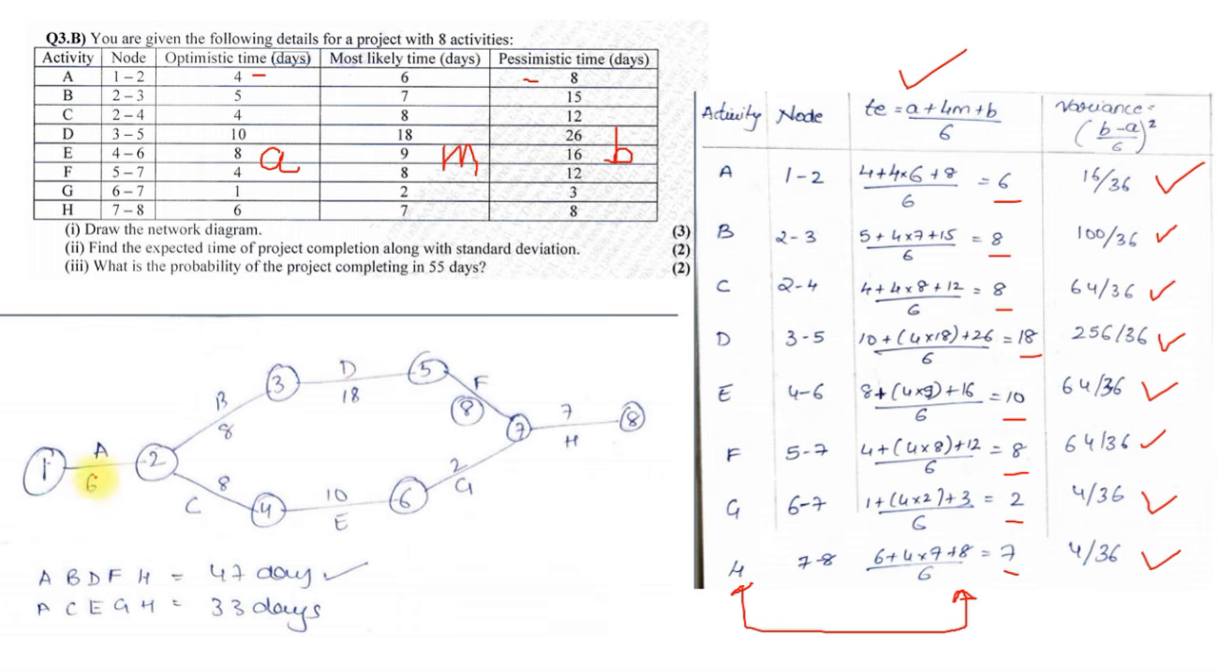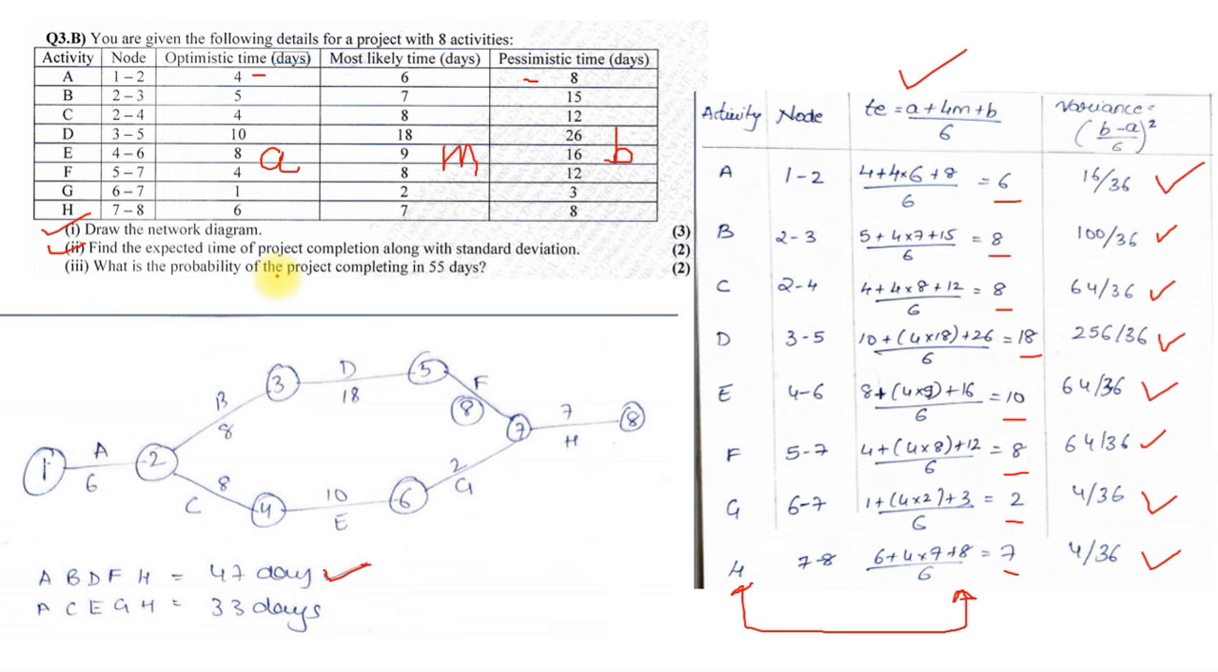We got the critical path. So our critical path will be A, B, D, F, H or A, C, E, G, H. The time of 47 is greater, so our critical path is A, B, D, F and H. Now once we do that, we are done with the network and finding the expected time and variance, along with the standard deviation. So we need to find the probability.